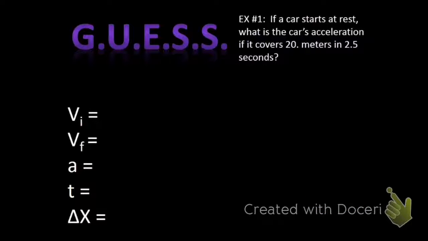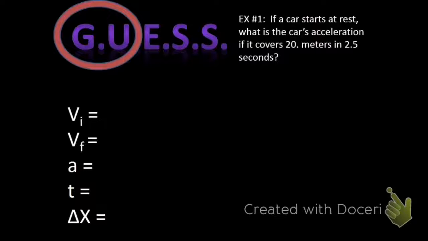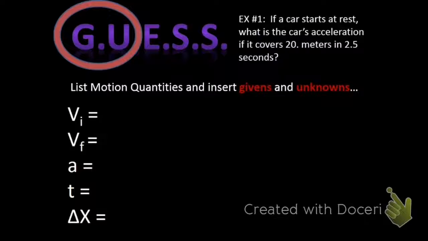So for our question, we're going to start with our given and our unknowns. So let's go through the 5 variables. It's a good idea to always start by setting up all the things you know and don't know. We know that the initial velocity is 0 because it starts from rest. The final velocity is not given to us, but it's also not being asked, so I just put a dash there. The acceleration is what we want to find, so that is the unknown. That's what we're trying to solve for. Time is 2.5 seconds, and delta x is 20 meters.